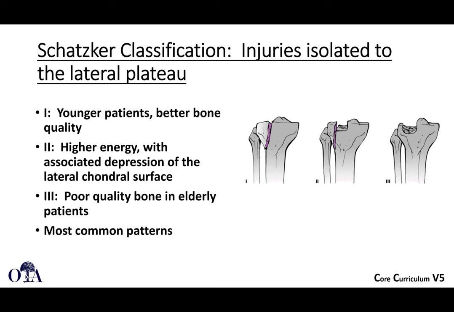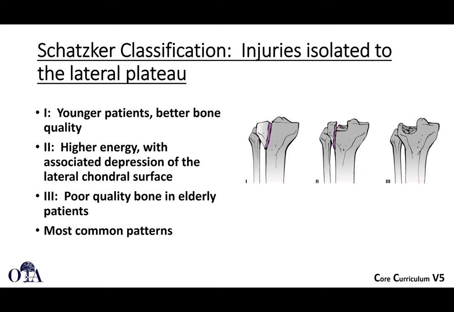Type 2 fractures are pretty common. You'll see these with higher energy injuries, sometimes low energy injuries, and you have this split depression. The depression is, again, chondral injury and subchondral bone sort of collapsing and getting pushed down into this depression, or I like to tell patients it's kind of like a pothole.